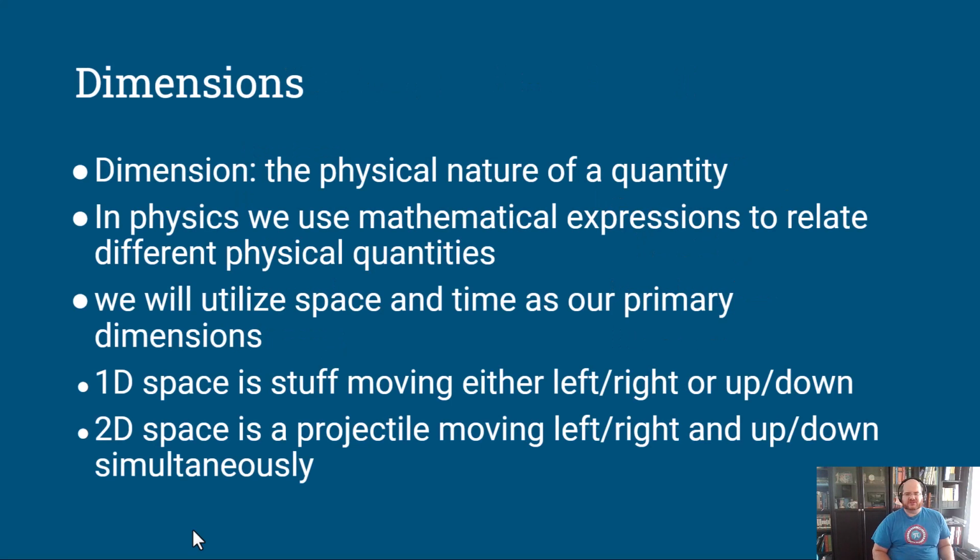Now, dimensions are the physical nature of a quantity. All right, we use mathematical expressions to relate these different physical quantities. And we'll utilize space and time as our primary dimensions. All right, so 1D stuff will be stuff either moving left or right or up or down, while two-dimensional space is a projectile that's moving left or right and up and down simultaneously. All right, so we have directions of motion united through time.